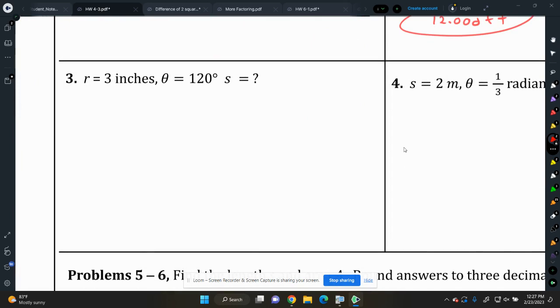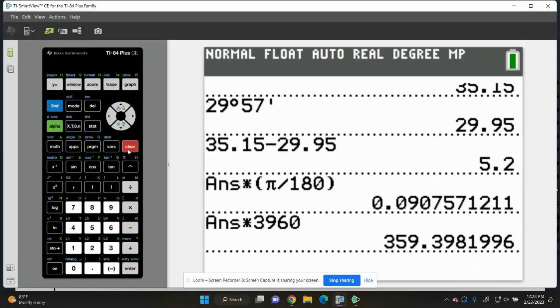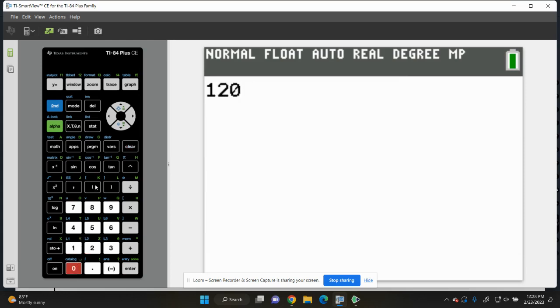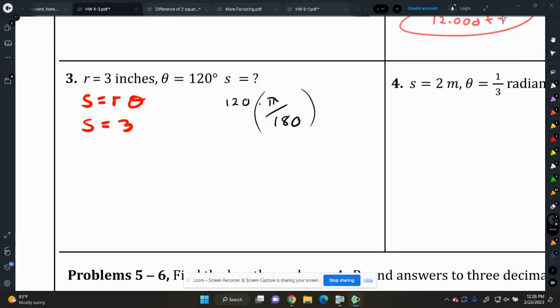Okay, so here we're looking for S. Again, S equals R theta. So we've got S equals 3. Now here we have theta in degrees, so we've got to go ahead and convert that to radians. 120 times pi over 180. This pi over 180 needs to be in parentheses. So please do it on your calculator while I'm here so that we can make sure you've got that straightened out. We get pi divided by 180, and we get 2.094.